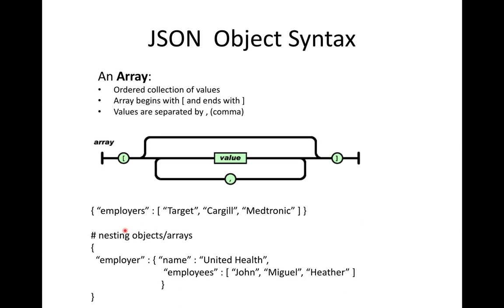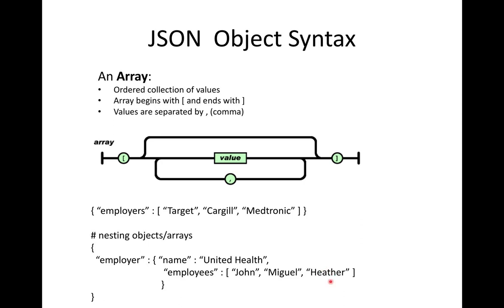We can also nest these values. So it's like nesting an object within an object. So here we have an object. It's got a key called employer, and the value is another object. And the object which is embedded has two keys, name and employees. The second key, employees, the value of that key is an array of strings, John, Miguel, and Heather.